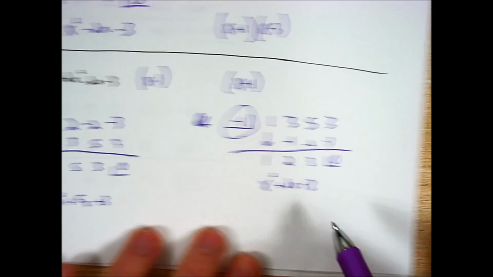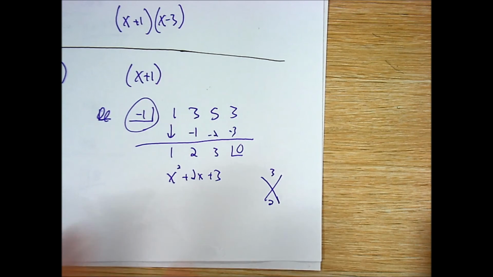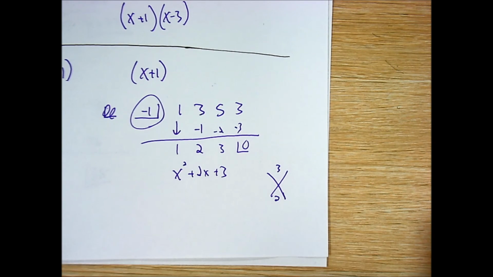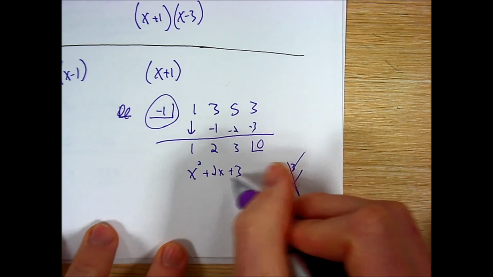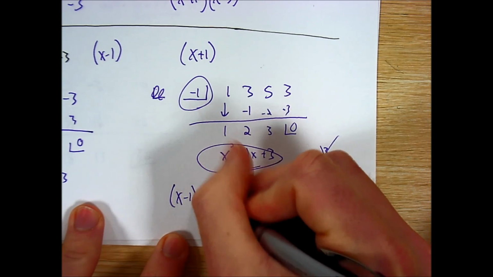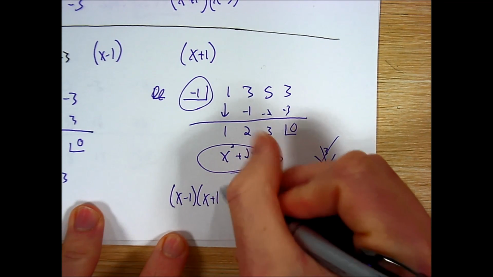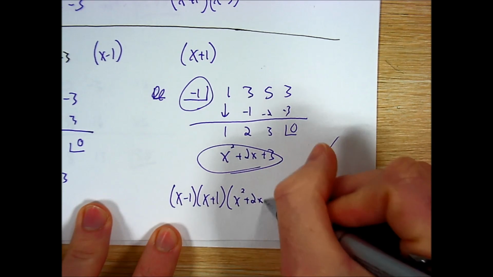Okay? Is there anything that multiplies to 3 and adds to 2? The only thing that multiplies to 3 is 1 times 3, and 1 plus 3 is 4, not 2. So this must be it. We can't break it down any further. So my factors were x minus 1, x plus 1, and x squared plus 2x plus 3.